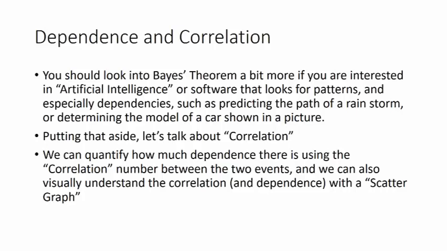But putting that aside, let's talk about correlation. So we said when things are dependent, then their statistics vary because if we know one fact, we can understand the probability of another event. So we can quantify how much dependence there is using that correlation number. And what we do is we calculate the correlation between two events. We can also visually view that correlation and therefore dependence with a scatter graph. So let's take a look at both of those things using your Excel spreadsheet.